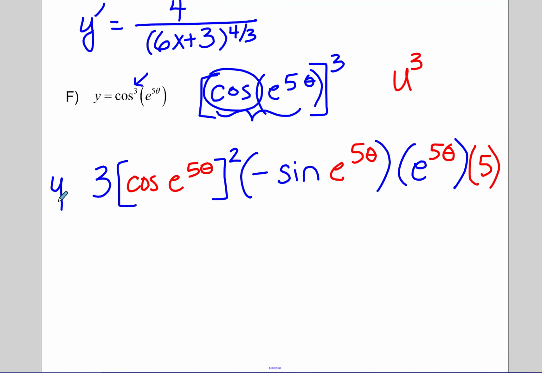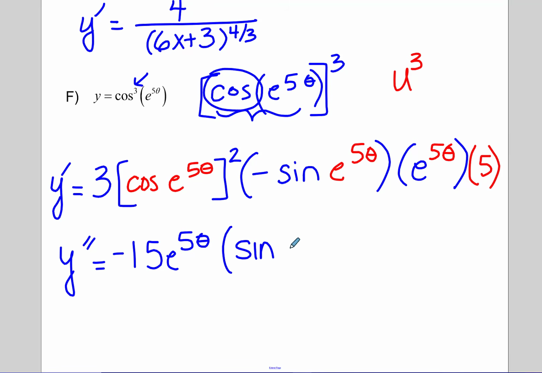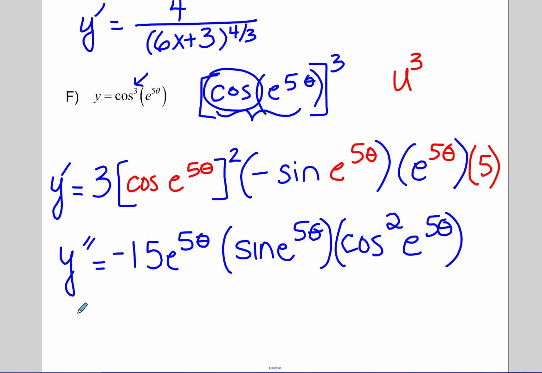So our derivative, collecting like terms, is going to be negative 15 e to the 5 theta sine e to the 5 theta and cosine squared e to the 5 theta power. Woo! That's the first derivative. How did I get that second derivative? Go back and fix that. First derivative.